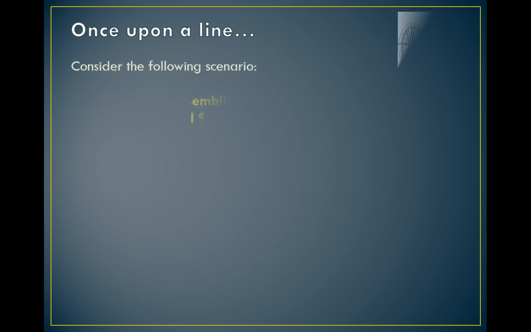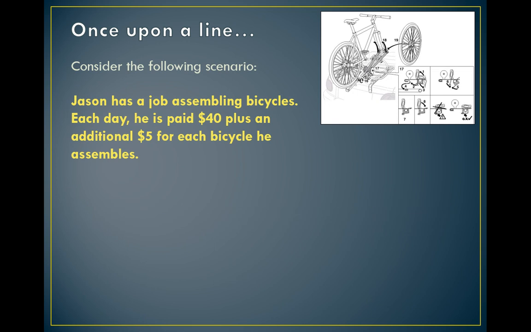Consider the following scenario. Jason has a job assembling bicycles. Each day he is paid $40 plus an additional $5 for each bicycle he assembles. Actually, many people in this world are paid like this. It's called piecework. You get paid to be there, but you also get paid on how much you get done.